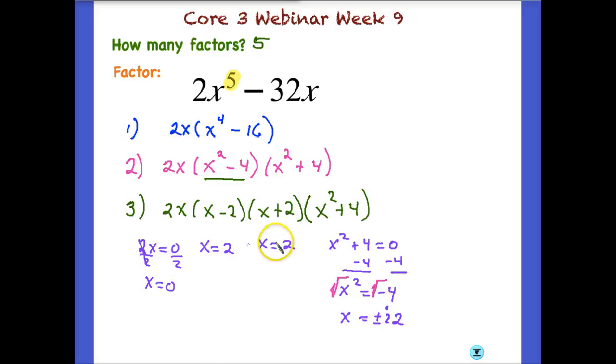So I have 1, 2, 3, 4, 5 roots. Notice that I have 3 real roots, 0 and then the 2's, but then I have two imaginary roots. So if I were to graph this, I wouldn't see these two imaginary roots because they'd be on the imaginary plane. So we would not see that.